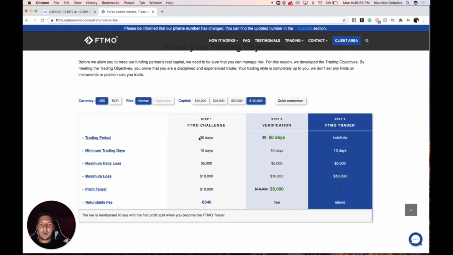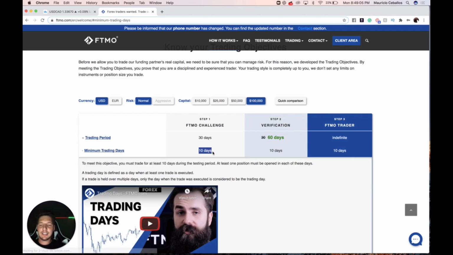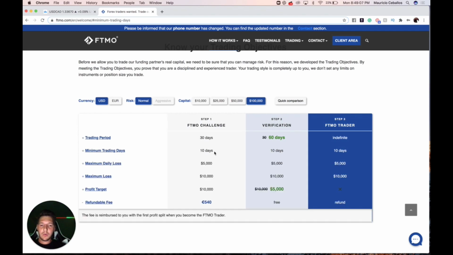On the $100,000 one, you have 30 days to pass the challenge. Within those 30 days, you have to trade at least 10 days, okay? Which means that you have to put at least a 0.01 lot size, or take some partials, or take a trade, or close a trade, and so on. That counts as a trading day.